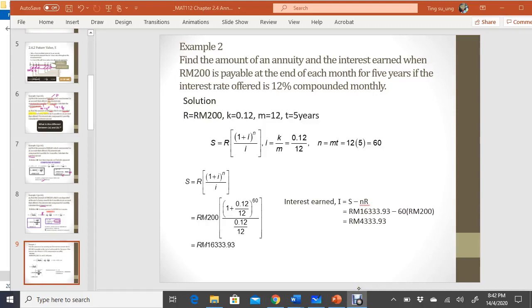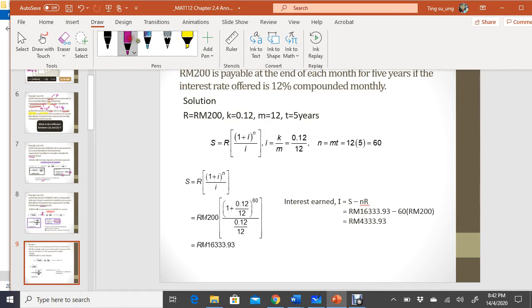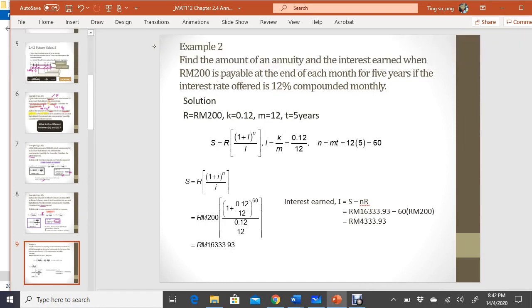Okay, example 2 in annuity. Look at this example. Find the amount of an annuity and the interest earned when 200 is payable at the end of each month for 5 years. Again, the interest rate is 12% compounded monthly.